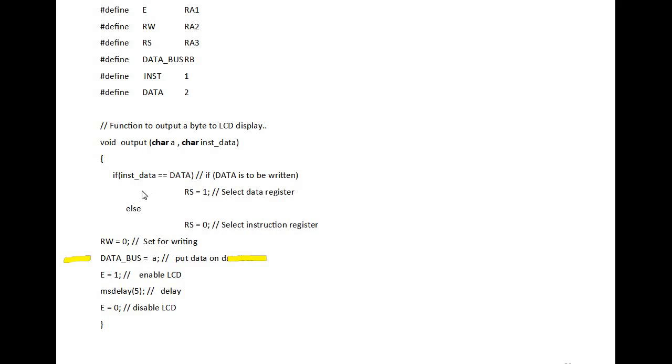So we check: if this byte is data, which is 2, it means data is to be written. And for data, I told you before that RS has to be 1, so we set RS to 1. Else we set RS to 0. Then we set RW to 0 for writing, and we place the character on the data bus. We enable the LCD, delay for 5 milliseconds, and then disable the LCD to complete the writing process.